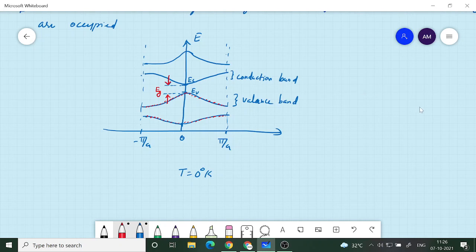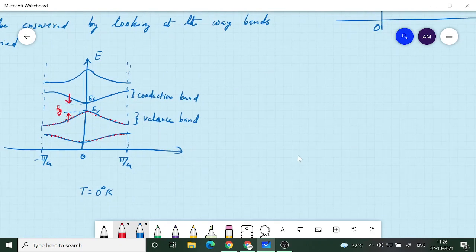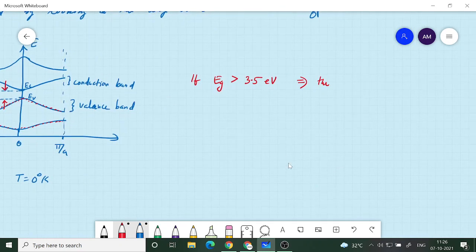If EG is greater than, usually we say, 3.5 electron volt, we say the material is an insulator.